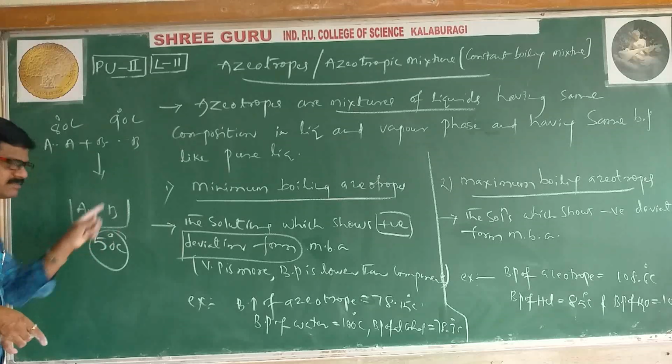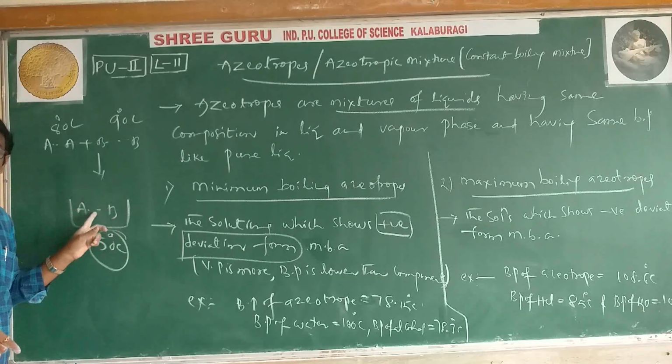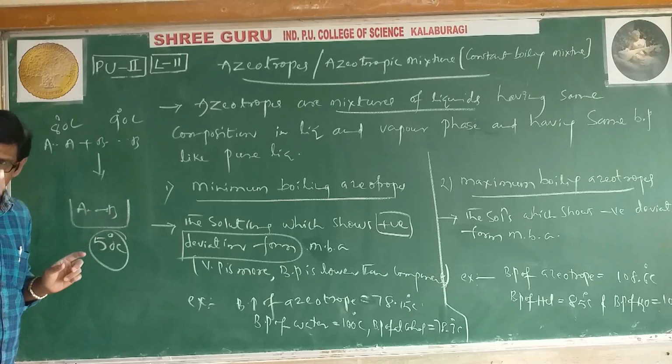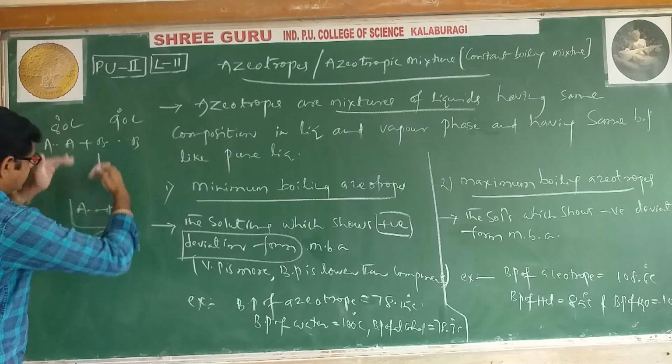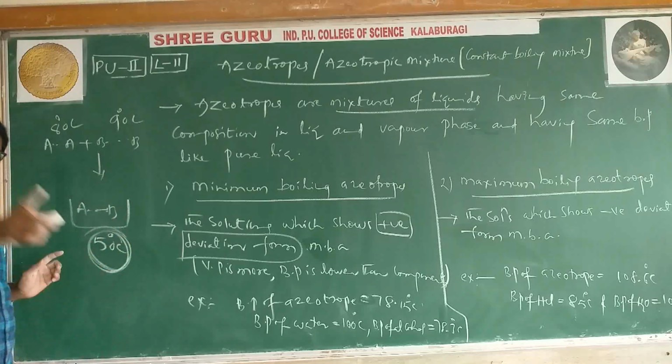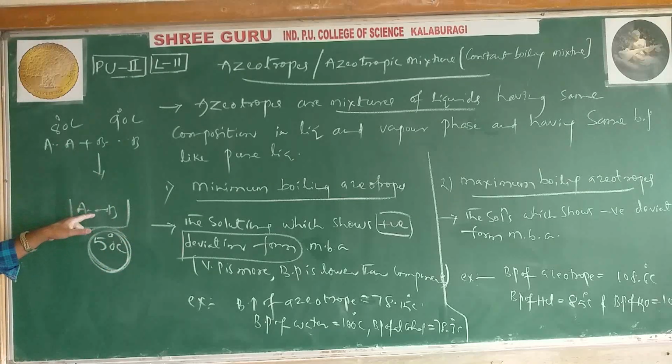Why is its boiling point less? The reason is already known to you. Because between A and B, the attraction forces are less, so they vaporize easily. That's why the boiling point is less in the mixture.